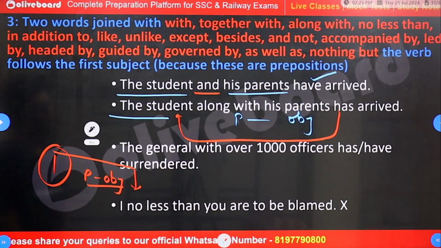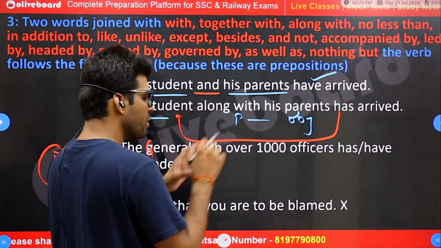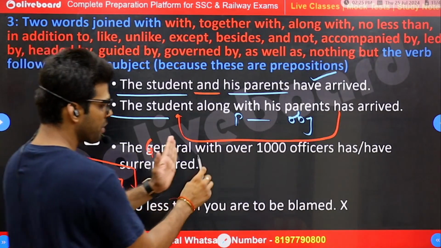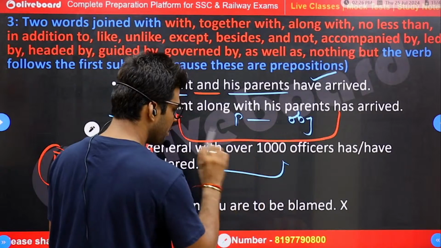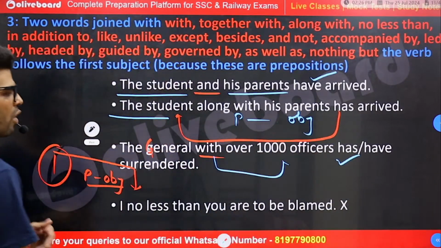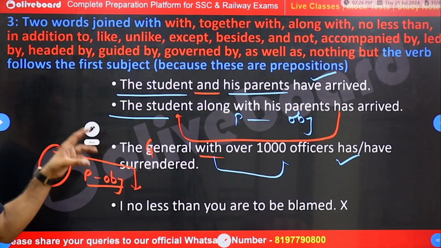Okay, the same is happening here. The general, say, with over 1,000 officers, so mathematically they are going to be 1,001. But this is a preposition, with not more than 1,000 officers. It doesn't matter, it will be the object of the preposition. The general has surrendered along with these officers, or along with the officers. With over 1,000 officers, the general has surrendered.